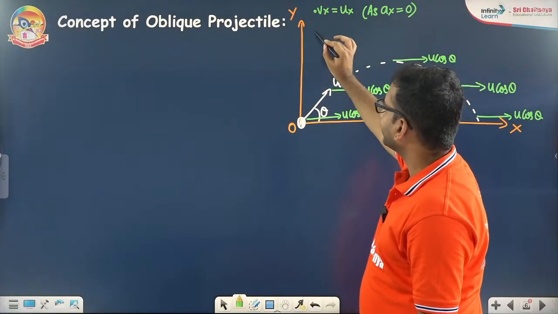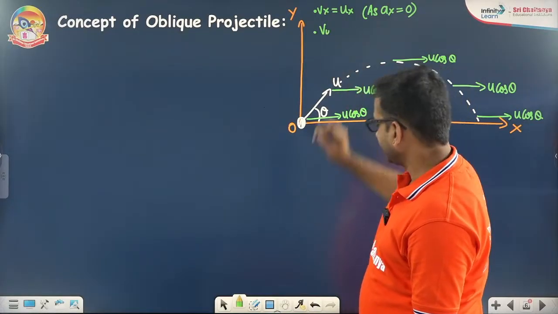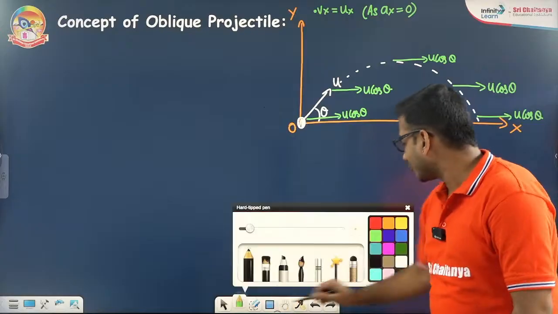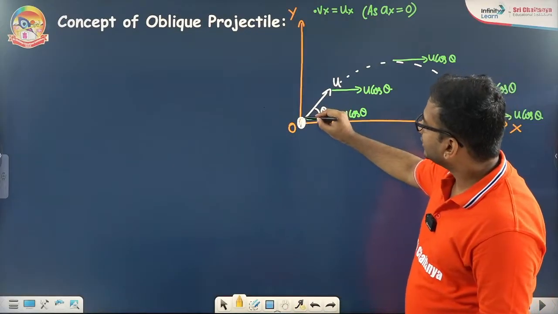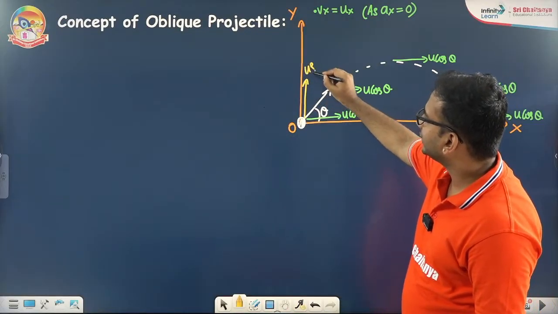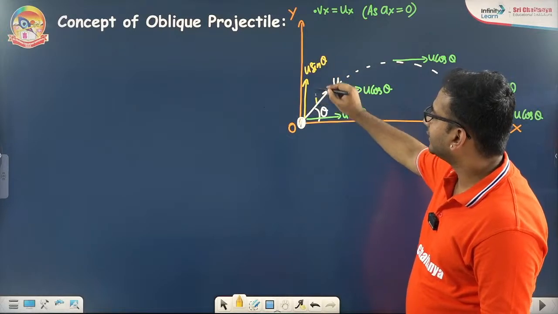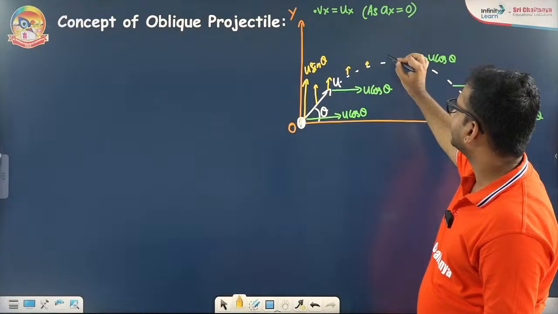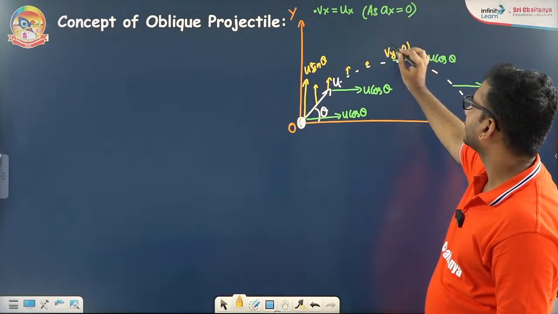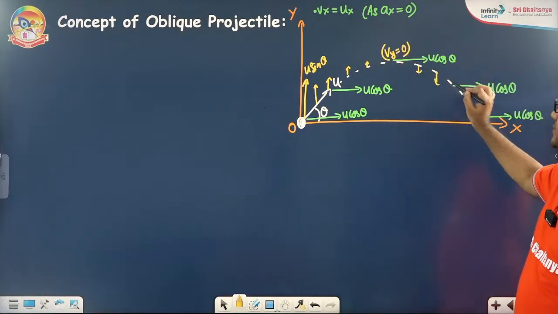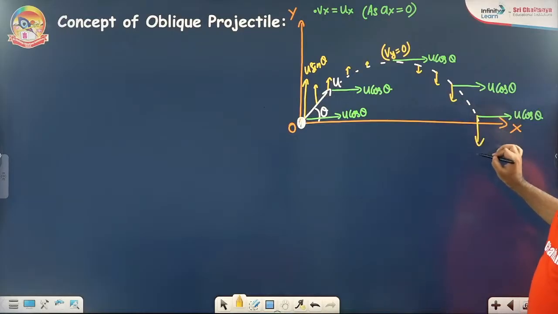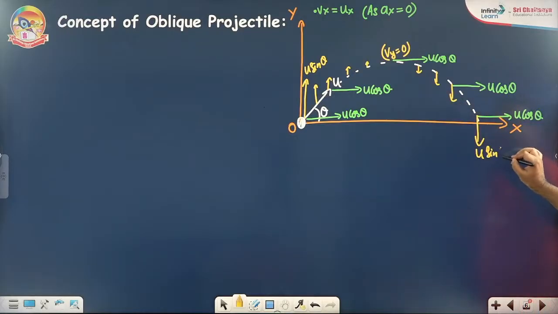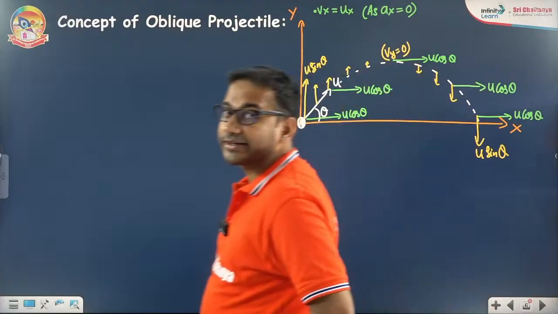Okay, but Vy, like the vertical component of velocity, what will happen to this? You'll say initially the vertical component of velocity is u sine theta, but that will keep on decreasing, and at the top the Vy value will be 0. Then it will keep on increasing in the downward direction, and here again it is u sine theta.